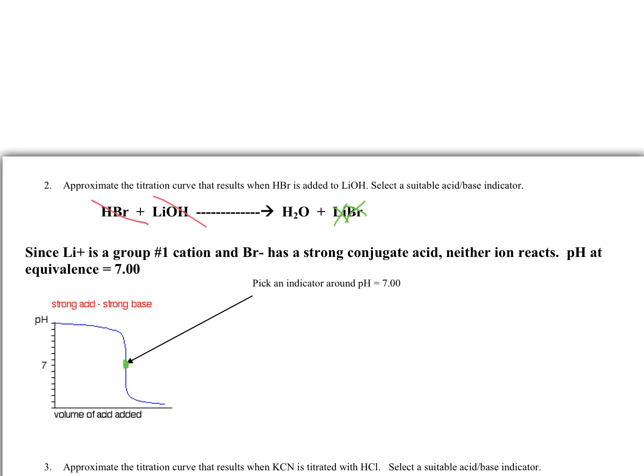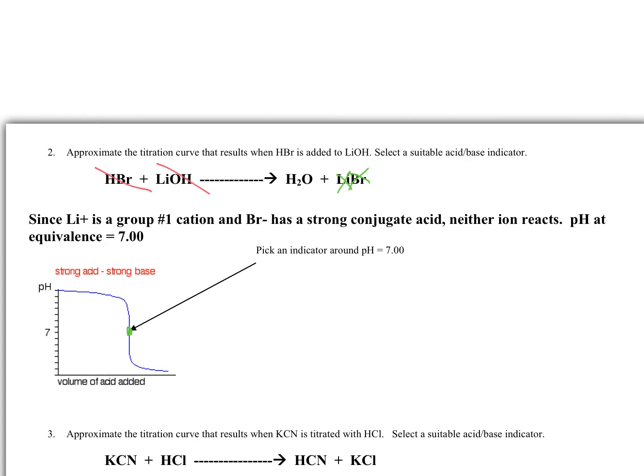For our last example, we're going to look at a titration between potassium cyanide and HCl, and we're going to select a suitable indicator. So I write out my reaction, then I try and estimate its titration curve. In order to do that, I need to figure out where that equivalence point should fall.